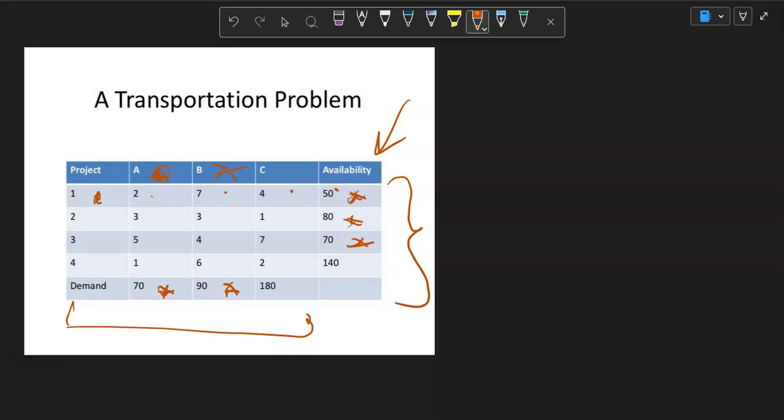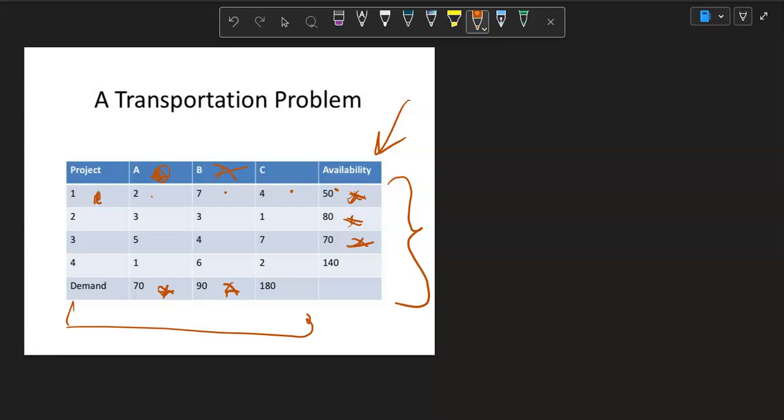Okay, now having explained all that, how then do we calculate? How do we find the optimal? The whole logic here is to find the optimal amount, the barest minimum amount it would cost us to distribute everything that is wanted by the demand from these supplies.